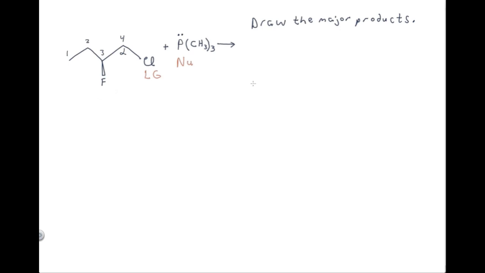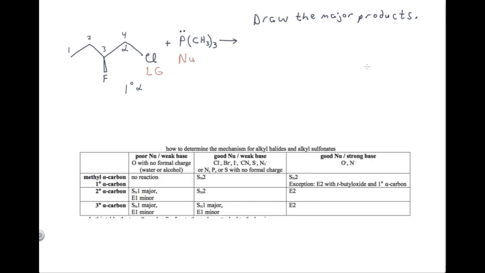Now we can choose a mechanism. We'll have to use our table to choose a mechanism. First, we have to notice that carbon 4 is a primary alpha carbon, and now we can use our table. We have a primary alpha carbon, which puts us in the top row of the table. Our nucleophile is neutral phosphorus. Here's neutral phosphorus in the middle column of the table. Middle column and top row puts us in this cell of the table, so we predict that the mechanism will be SN2.